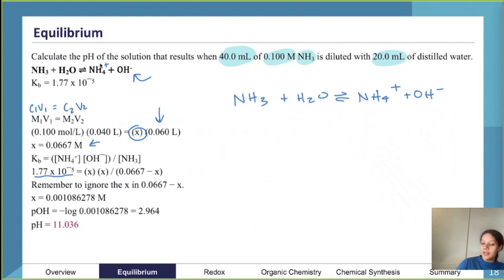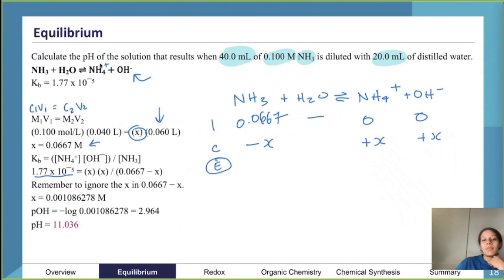So we started off with a certain concentration of our NH3, which was 0.0667. Water we just ignore because it's a liquid, and we had none of this to start off with. Once we dissociate that NH3, the changes are minus x here, plus x, and plus x. Then at equilibrium, we have 0.0667 minus x, and x, and x. That's what we've subbed into the Kb expression. Now we can ignore the x in 0.0667 because ammonia is a very weak base, so the change is so small that we don't even really need to factor it in. But again, if you left it in, I don't think it would affect the answer too much.